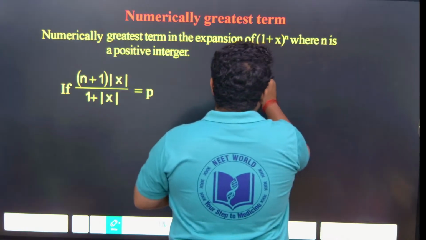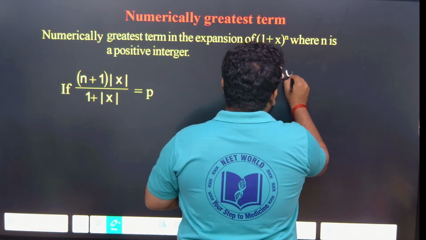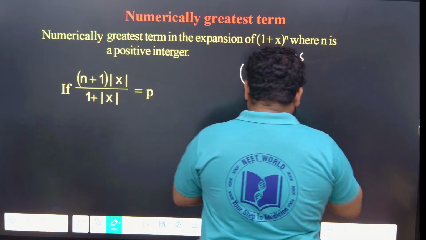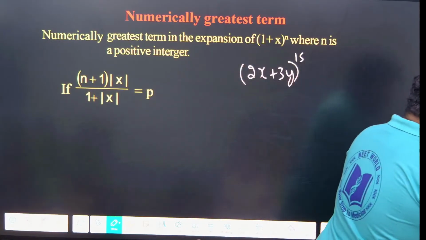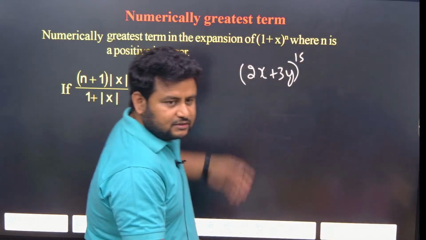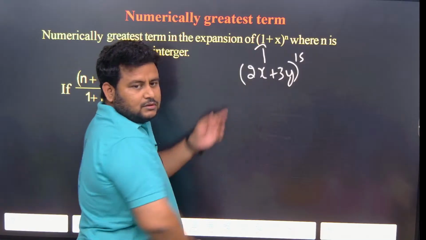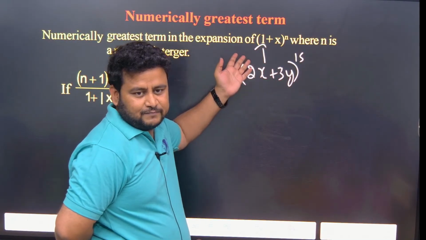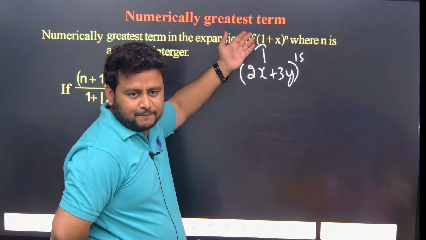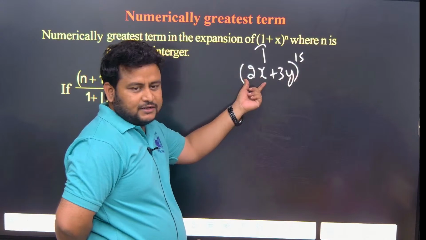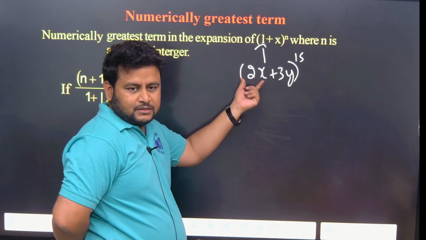If you take (2x plus 3y) to the power of 15, observe here. This is definitely not of this form. You have to bring it to this form, which means here the value should be 1.